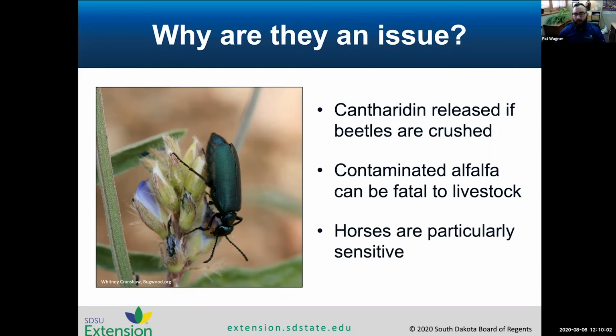For cattle and sheep, that kind of thing, it would more make them sick. It might not kill the animals, but if they eat enough of them, it definitely could. Horses are really the main concern because they're very sensitive to cantharidin. So it really doesn't take nearly as many beetles for those horses to get sick and die.